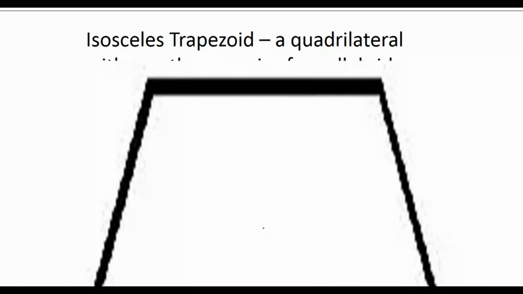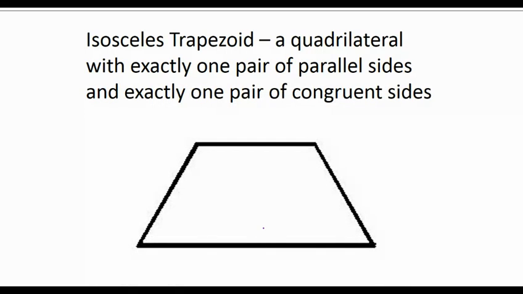And here is a visual of an isosceles trapezoid. This side and this side are parallel to each other. We know that if the lines kept going forever and ever, they wouldn't cross. But also in an isosceles trapezoid, this side and this side are equal to each other. They're the same length. So that's what makes this an isosceles trapezoid.